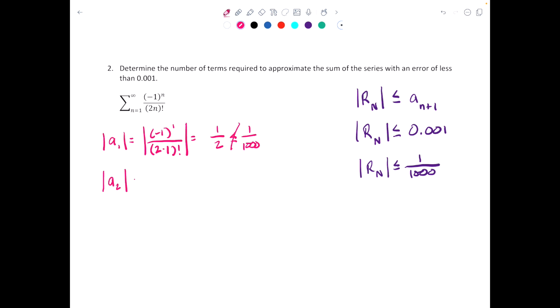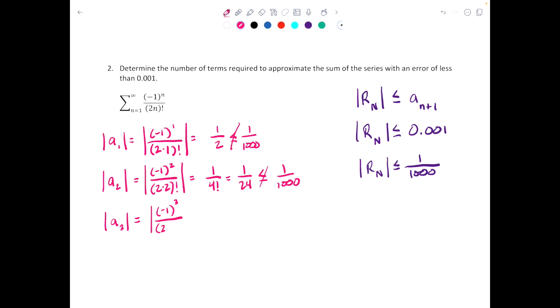Absolute A2 is equal to absolute -1 squared over 2 times 2 factorial, which will be 1/4 factorial, which is 1/24, which, let's see, is that less than 1/1000? No. So, continuing, absolute A3 is equal to absolute -1 cubed over 2 times 3 factorial. That will be 1/6 factorial, which is 1/720. And that is still not less than or equal to 1/1000.